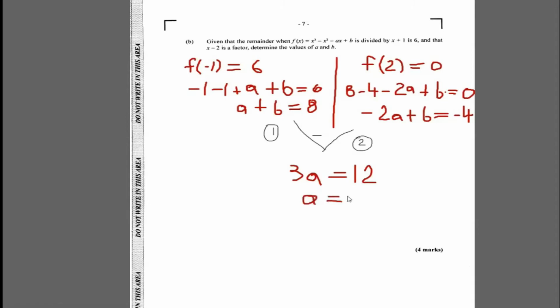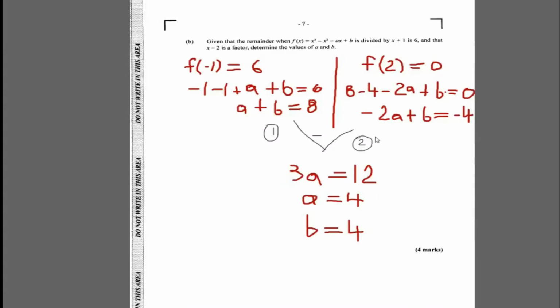Now once you get a is equal to 4, then we know that a plus b is 8, and so b must also equal 4. So those are the two values. a is equal to 4, and b is also equal to 4. All right, so that takes care of this, and we continue.